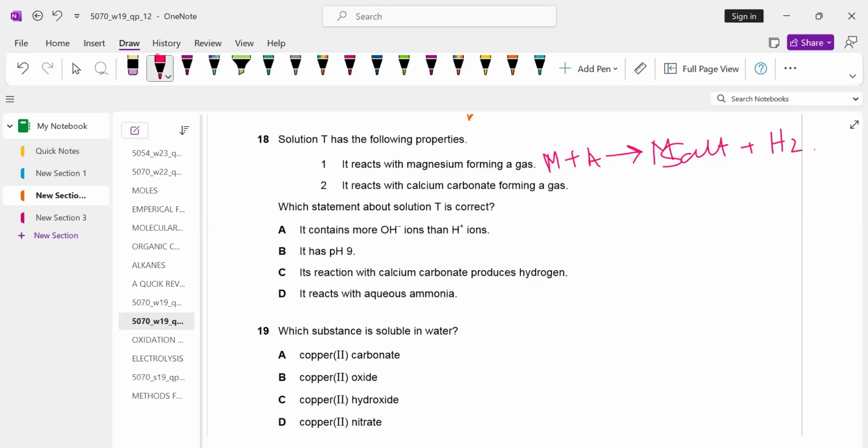Let's read out the first statement, which is it contains H ions, more H ions than OH ions. No. It has a pH of 9. No. Its reaction with the calcium carbonate produces hydrogen gas. No. Reaction with calcium carbonate produces carbon dioxide. It reacts with aqueous ammonia. Yes. So option D is correct for question number 18.